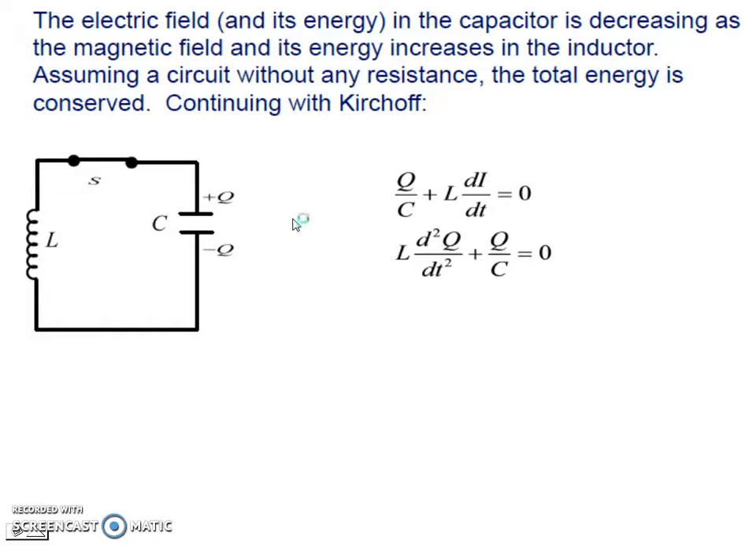Wait a second, right? di/dt is the first time derivative of current, but current itself is the first time derivative of charge. That means this is the second time derivative of charge, right? Current is dq/dt, di/dt is d squared q over dt squared. This is the second time derivative of charge. That looks awfully familiar, doesn't it?